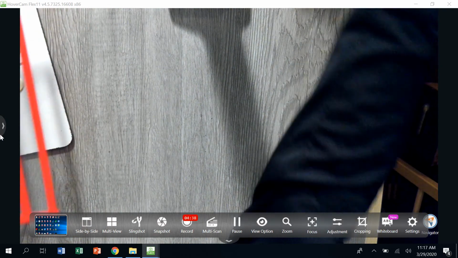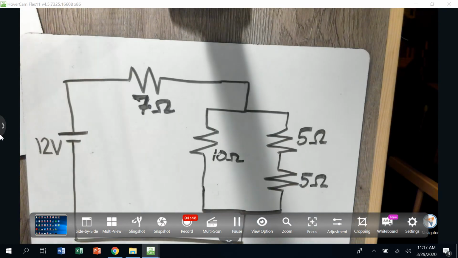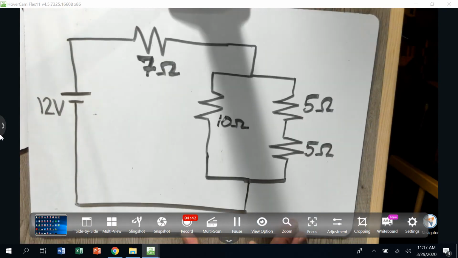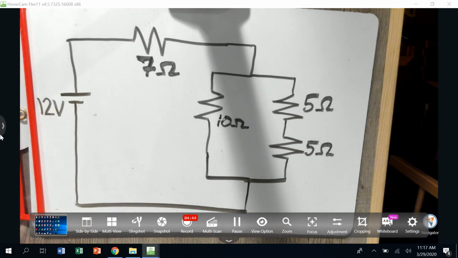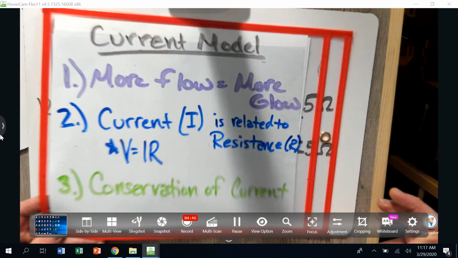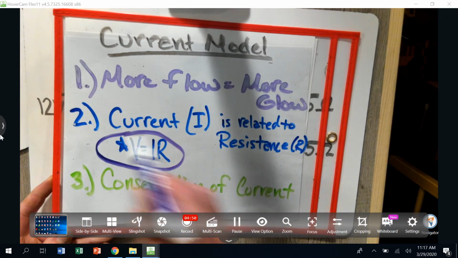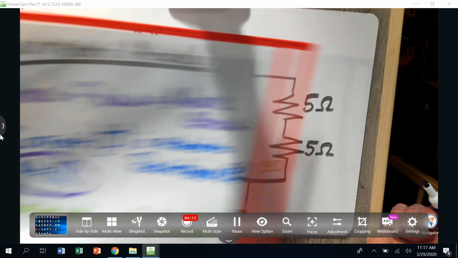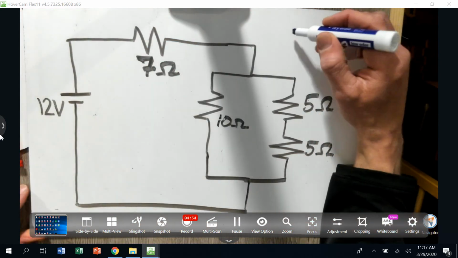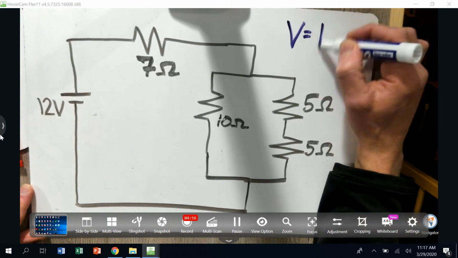Let's switch over to now some numbers. Okay, so let's take a look at some numbers here. I've got a circuit now with some values written on it. And if we go back to our little current model, we talked about this guy here, which is voltage equals IR. Okay, that's Ohm's law. So Ohm's law, I'll kind of leave that up here in the corner.